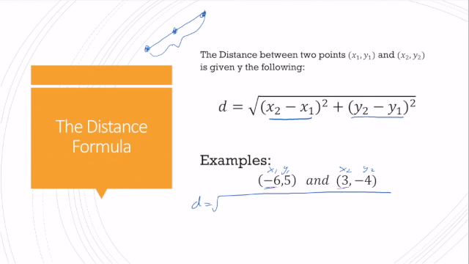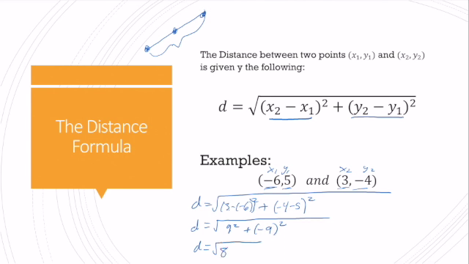So I'm going to take 3 minus a negative 6 squared plus negative 4 minus 5 squared, okay? The distance is now the square root of 9 squared, because 3 minus the negative 6 is a positive 9, plus negative 9 squared. So my distance is the square root of 81 plus 81, which is the square root of 162.